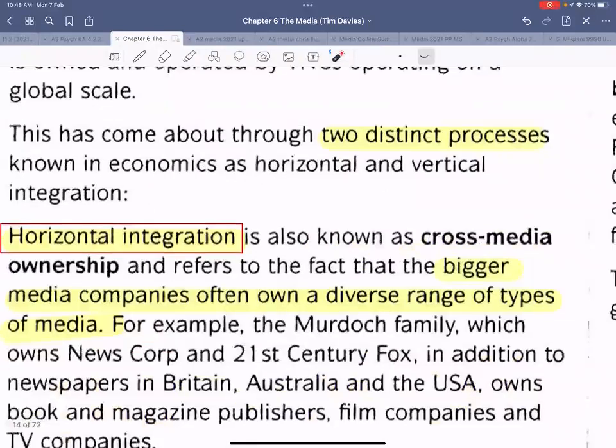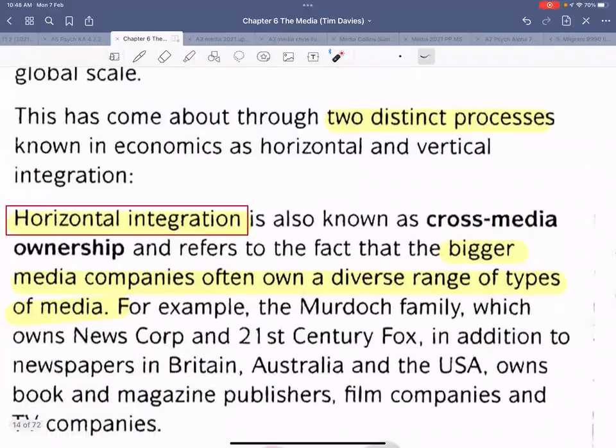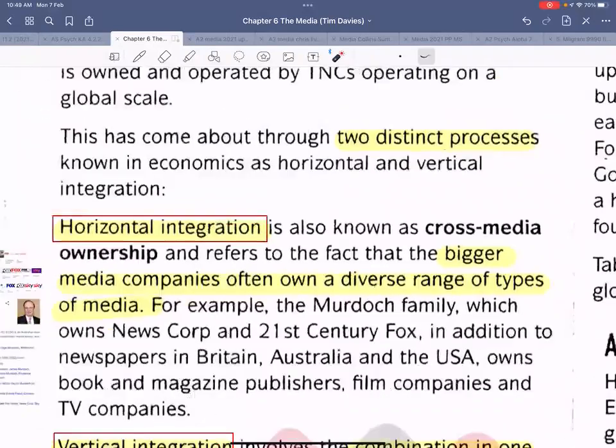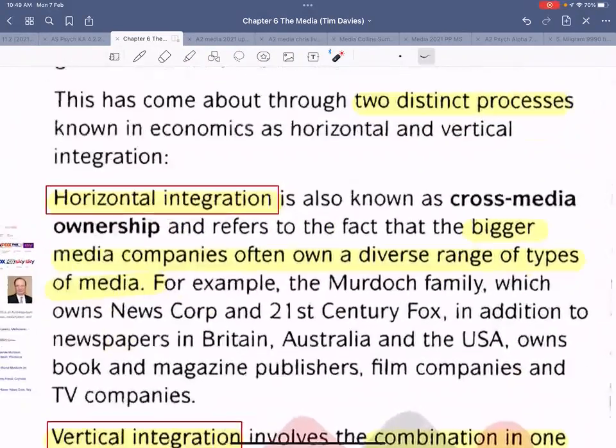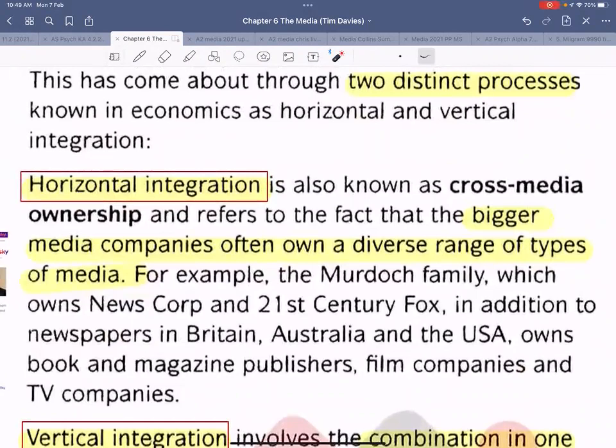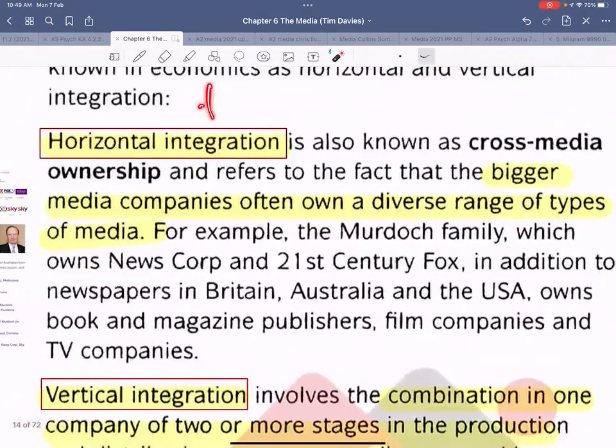This has come about through two distinct processes known in economics as horizontal and vertical integration. Now, what is horizontal integration? And how is horizontal integration different from vertical integration, right? This is your horizontal integration, this is your vertical integration, okay? Horizontal integration is also known as cross-media ownership, right? And refers to the fact that the bigger companies often own a diverse range of types of media. So the term that we use for horizontal integration over here is cross media, right?